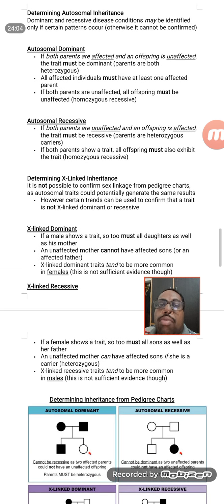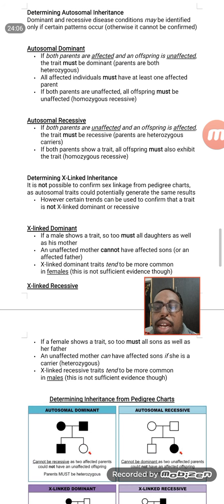And among the offspring, one may be affected and one of the offspring may also be unaffected. All the affected individuals must have at least one affected parent, that is true. If both the parents are unaffected, all the offspring must be unaffected. So these are the conditions responsible for autosomal dominant.